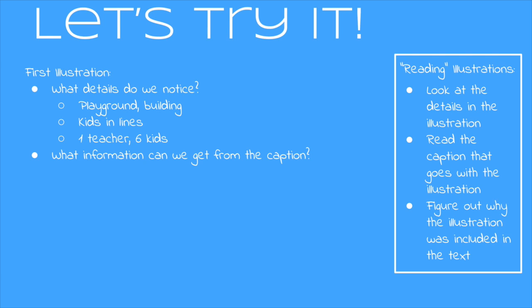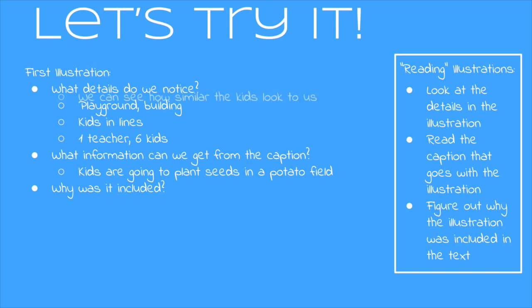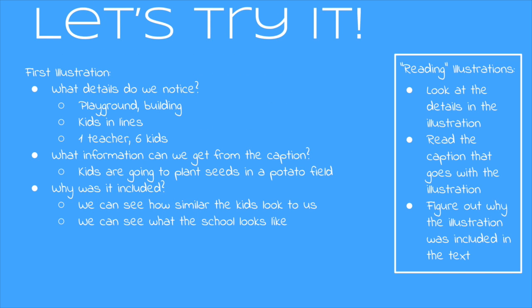So let's take a look at the caption. What information can we get from the caption? We can learn that the students are going to plant seeds in a potato field. And why do you think this illustration was included? It was probably included so that we can understand that these kids are just like us. They look practically the exact same. And it was probably also included so we can see what the school looks like and how similar the school looks to the schools that we've attended.